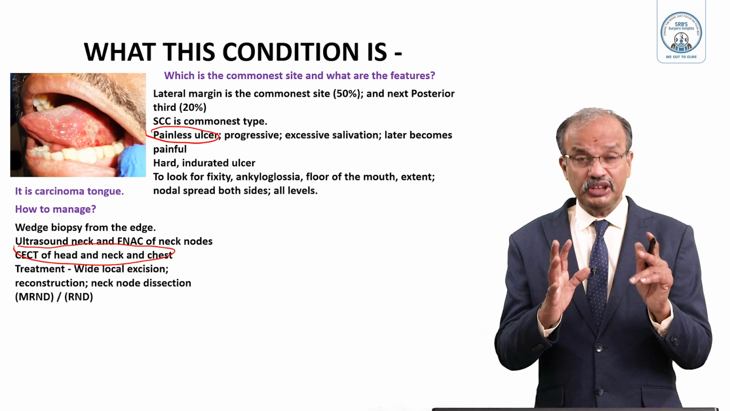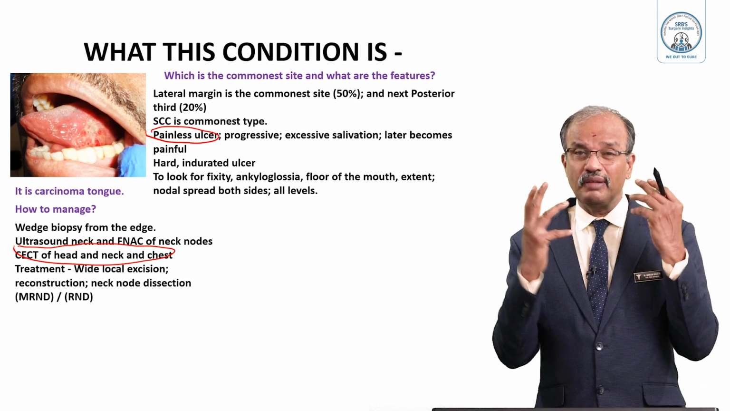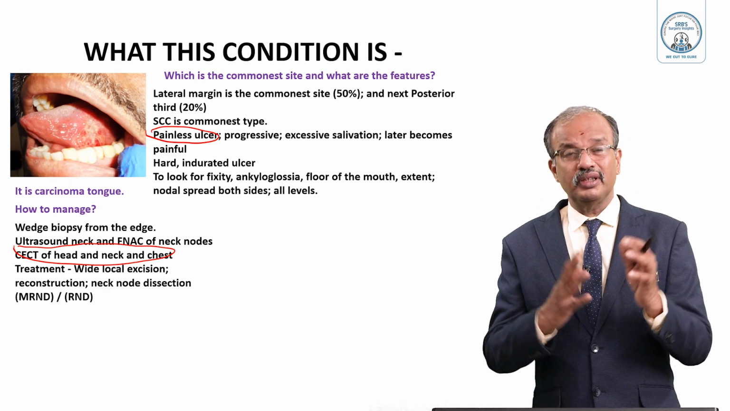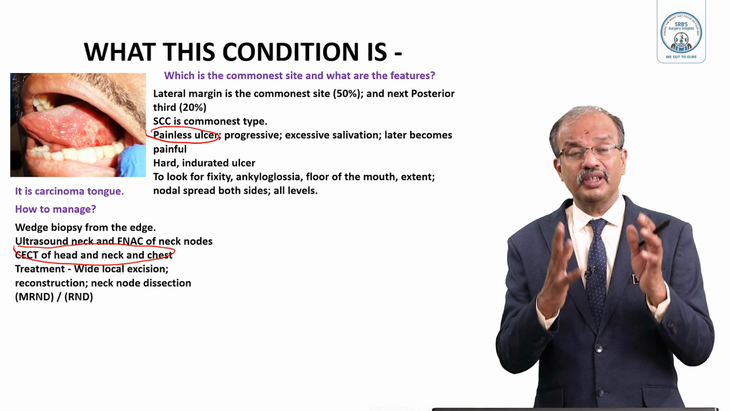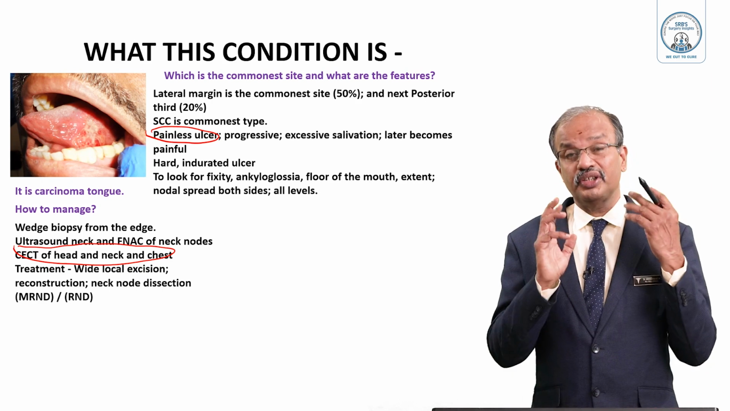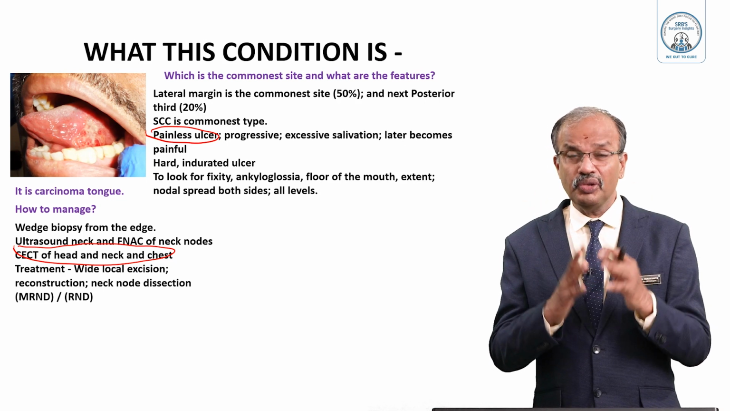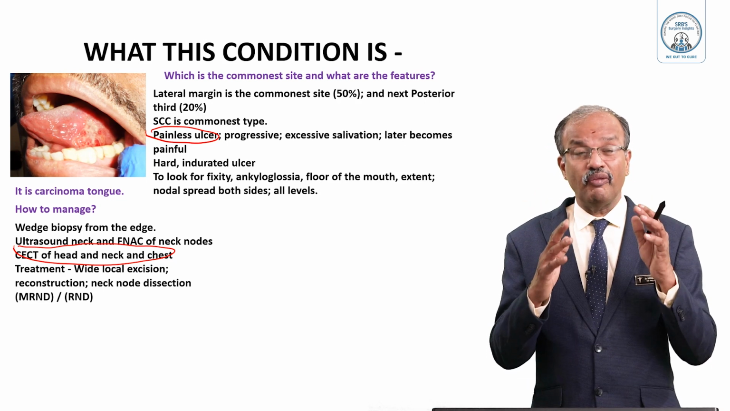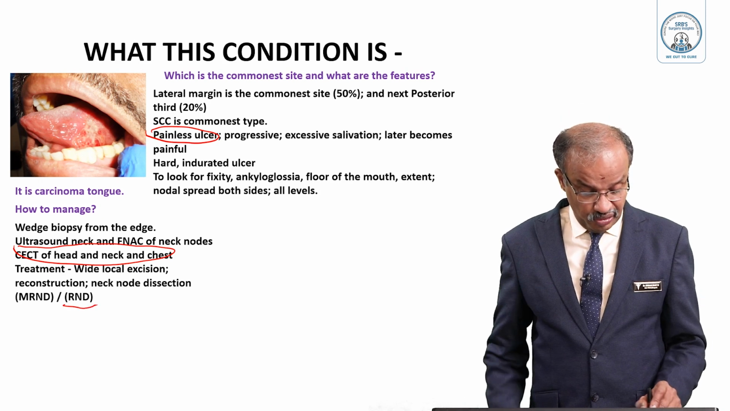Treatment is wide local excision. Then reconstruction, either skin grafting, suturing or some flap, nasolabial flap, whatever it is, depending on the idea of the reconstructive surgeon. And neck node dissection, usually bilateral if it is so, you have to do bilateral neck node dissection. Usually MRND; if you think it is a very aggressive malignancy, then you do a radical neck dissection. This is the treatment strategy.